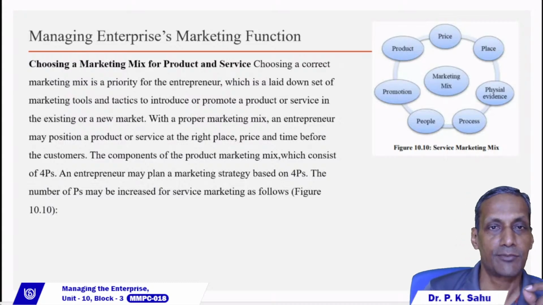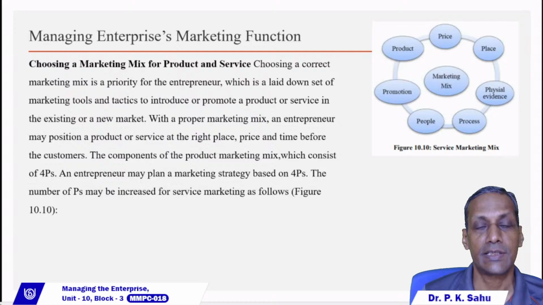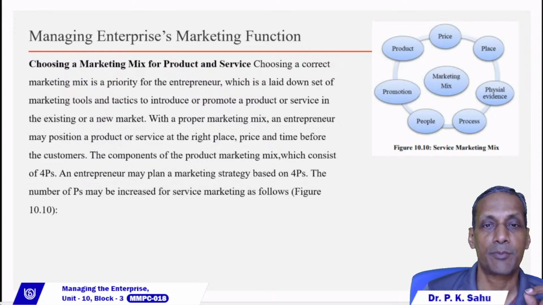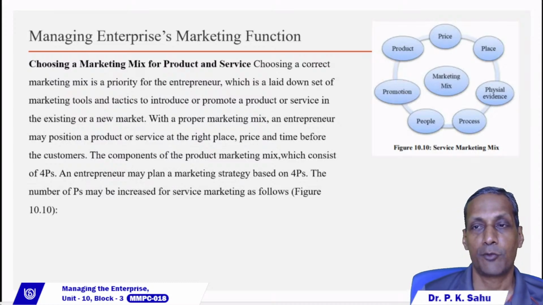So choosing a marketing mix for product and service is a priority for the entrepreneur, which is a laid down set of marketing tools and tactics to introduce or promote a product or service in the existing or a new market. With a proper marketing mix, an entrepreneur may position a product or service at the right place, right price, and the right time before the customers. The components of the product marketing mix consist of 4 P's, and an entrepreneur may plan a marketing strategy based on 4 P's. The number of P's may be increased for service marketing, as shown, from 4 to 7.